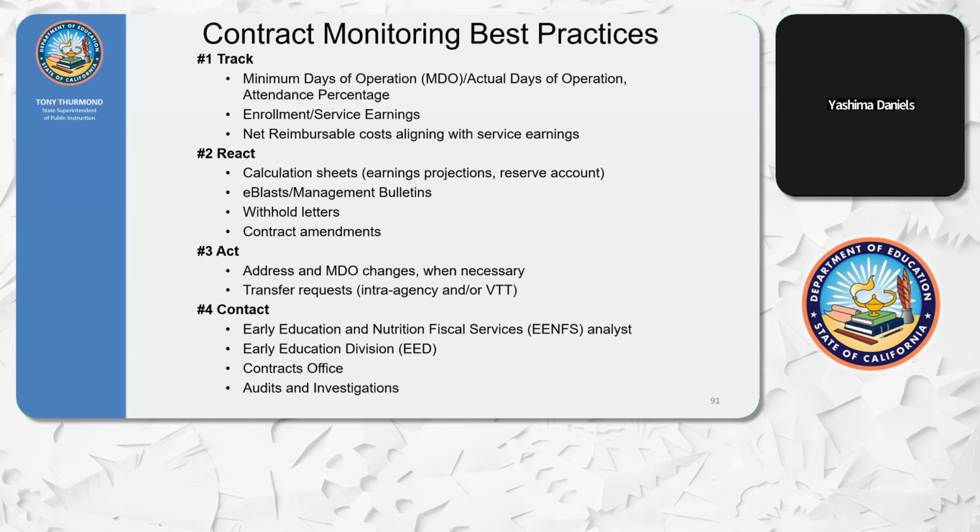Last, we have contact. Please contact your fiscal analyst with any questions regarding your enrollment, attendance, and fiscal reports, calculation reports, or reserve questions. For any program changes or questions, you will want to reach out to your EED consultant. Our contracts office will be able to assist with any missing contracts. And for private agencies, any questions relating to audit requirements, please contact our Audits and Investigations unit.